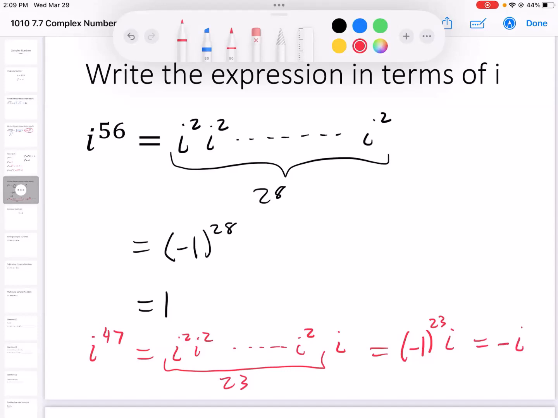And so again, regardless of what power you raise i to, you will get one of 4 answers. It will either be 1, negative 1, i, or negative i. All right, let's do a check-in real quick. Scale of 1 to 5. How are you guys feeling about that?